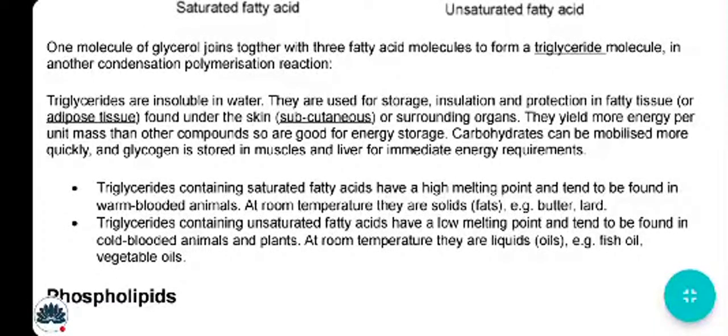Carbohydrate can be mobilized more quickly, and glycogen is stored in muscles and liver. Triglycerides containing saturated fatty acids have a high melting point and tend to be found in warm-blooded animals. At room temperature they are solids, such as butter. Triglycerides containing unsaturated fatty acids have a low melting point and tend to be found in cold-blooded animals and plants. At room temperature, they are liquid, such as fish oil, vegetable oil.